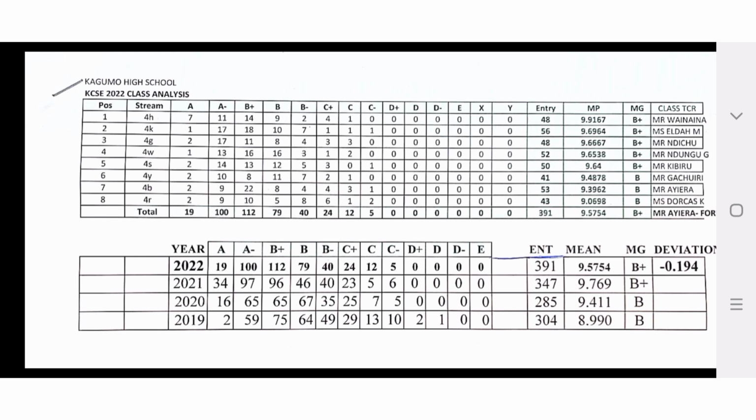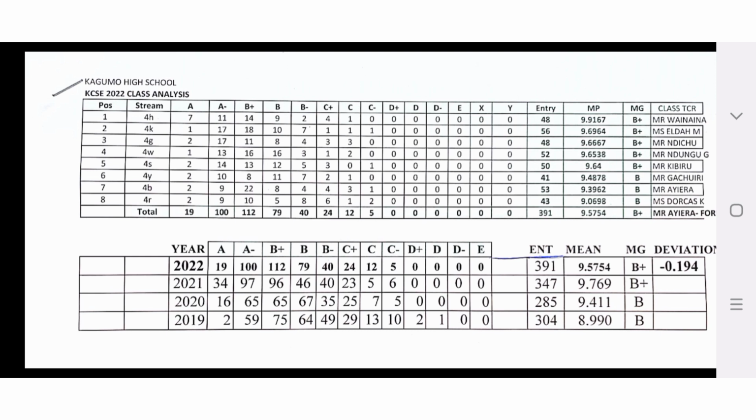Then you can see the last class was position 8, that is 4R, with 2 A's, 9 A minus, 10 B plus, 5 B, 8 B minus, 6 C plus, 1 C, 2 C minus. So you can see in that class again only 3 students will not make it to the university, and the entry was 43. Then next you can see the mean grade of that class in total.